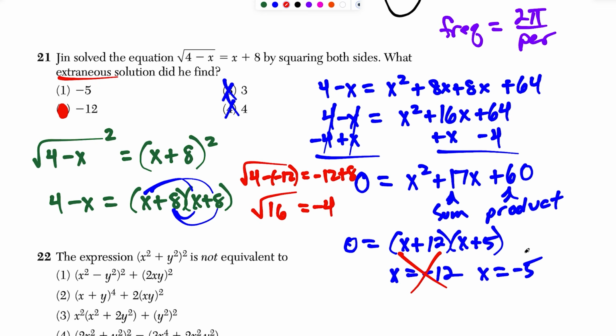So then that tells us x equals negative 5 should work. And if we plug it in, we're going to get square root of 4 minus negative 5 equals, and now we have negative 5 plus 8. And this gives us the square root of 9 is equal to 3, which is a true statement here. So that's why it's out. We need the extraneous one, which is the one that we reject.